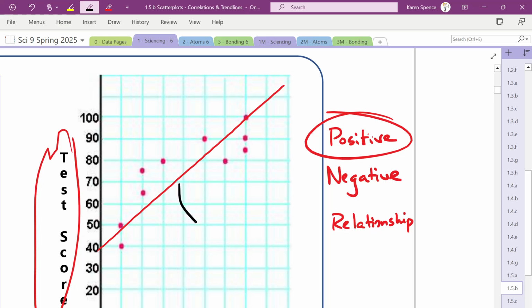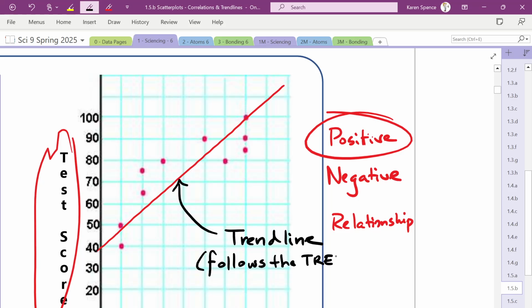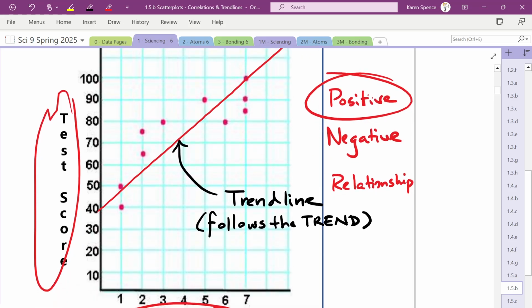This is called, there's 3 names for it. It's called a trend line. And why is that? Because it follows the trend. It's also called the best fit line. It's also called the line of best fit. Are we okay?